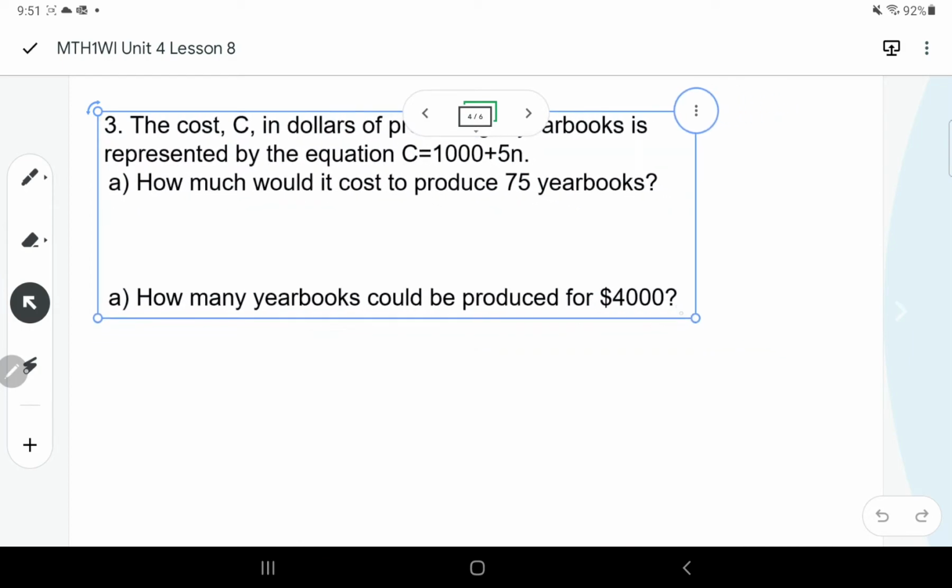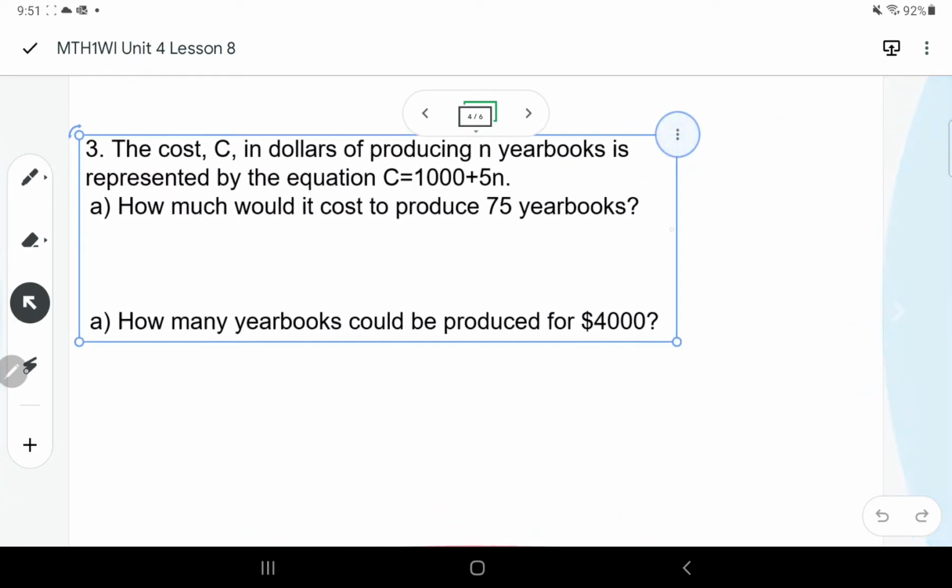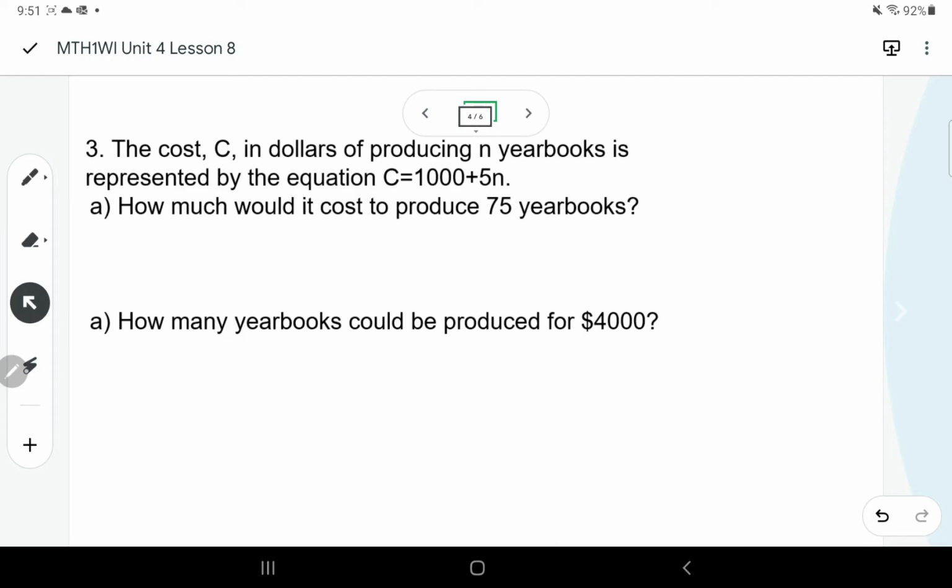Make this a little bit smaller so we can see it. Now the next one is kind of a linear relationship. Here we have the cost in dollars of producing yearbooks. We've done a lot with these: cost of yearbooks is 1,000 plus 5N. How much would it cost to produce 75 yearbooks? So just a reminder here that we know C is the cost and N is the number of yearbooks.